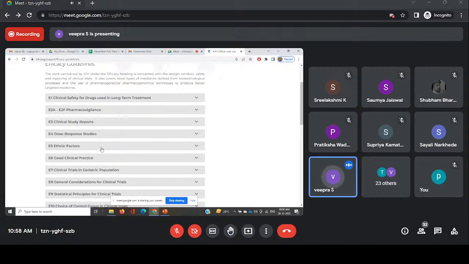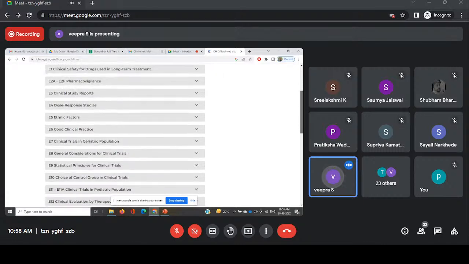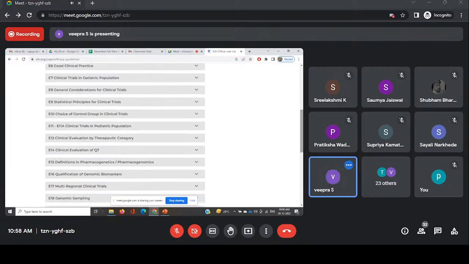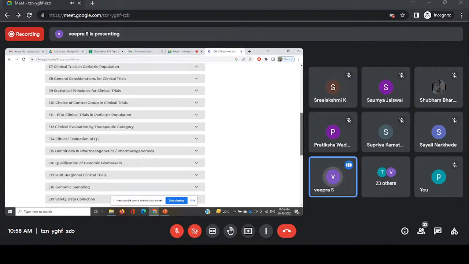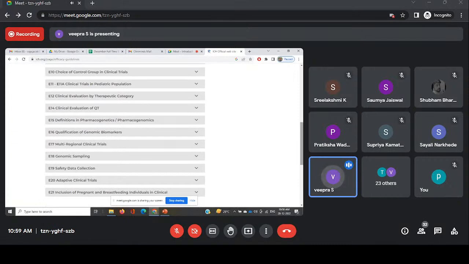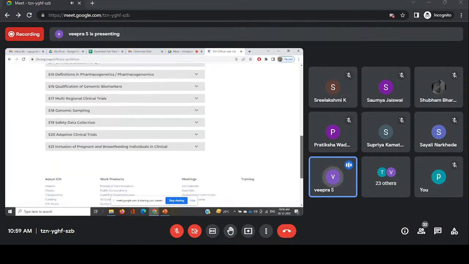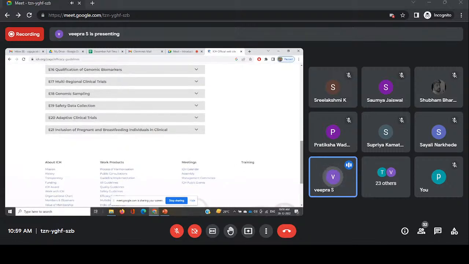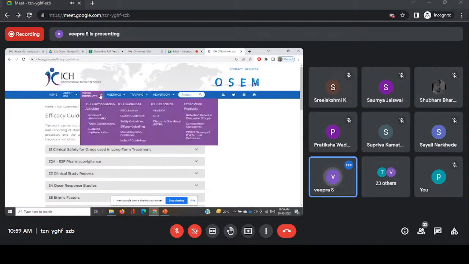Then dose response studies, ethnic factors in clinical studies, good clinical practices, clinical trials in geriatric population, general considerations for clinical trials, statistical principles for clinical trials, choice of control groups, clinical trials in pediatric population, clinical evaluation by therapeutic category, clinical evaluation of QT, definition of pharmacogenetics, qualification of genomic markers, multi-regional clinical trials, genomic sampling, safety data collection, adaptive clinical trials, and inclusion of pregnant and breastfeeding individuals in clinical trials. These are the 21 guidelines given in this section.